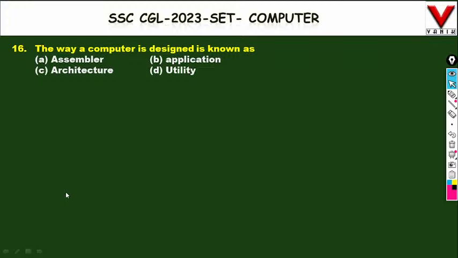The next one is application. Applications means it's a special type of software used to develop for application purposes only. So utility: it's a service program used to enhance the capability of the operating system.